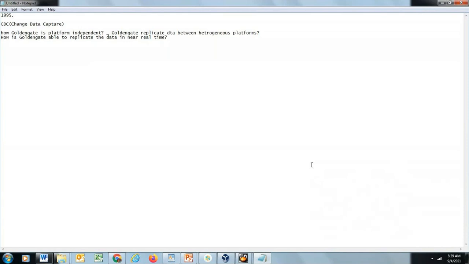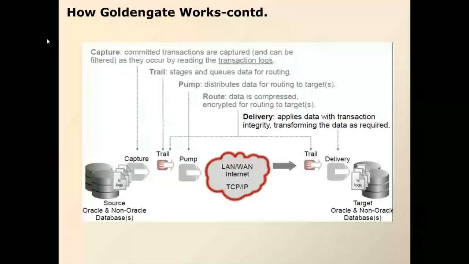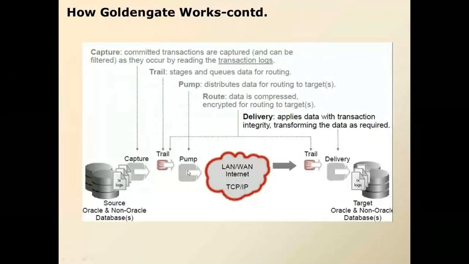So first of all, let me answer this. How is GoldenGate platform independent? How does it replicate the data between heterogeneous platforms? The answer to this question lies in these trail files. These trail files make GoldenGate platform independent. The format of the trail file always remains the same, whether you are generating them on Windows or Linux or Sun Solaris or HP Unix or any platform you are using GoldenGate on. The GoldenGate trail file format always remains the same.